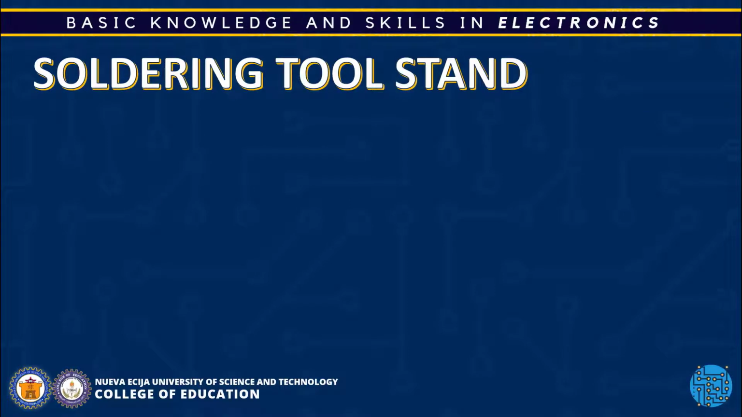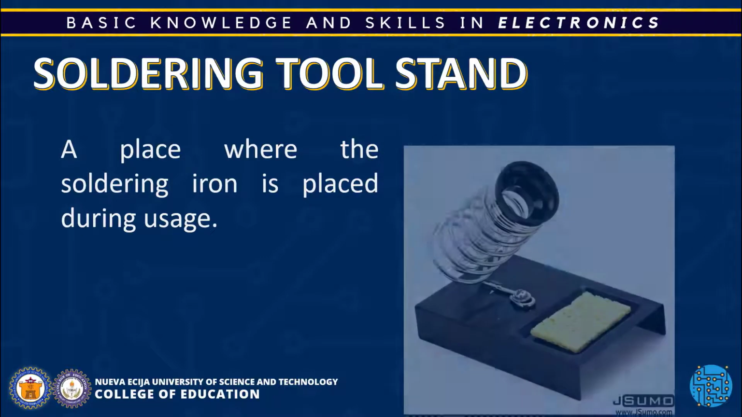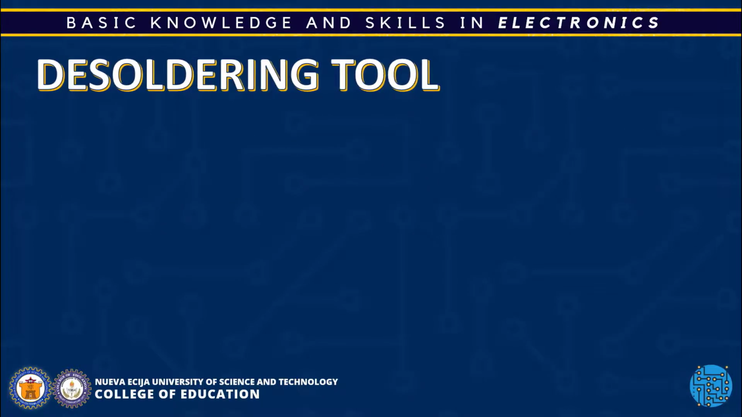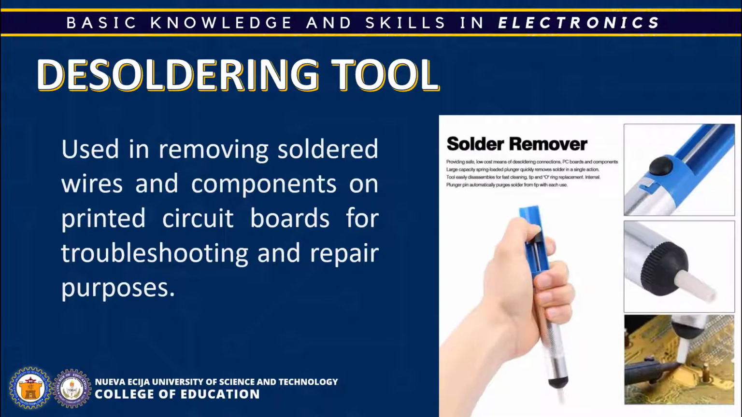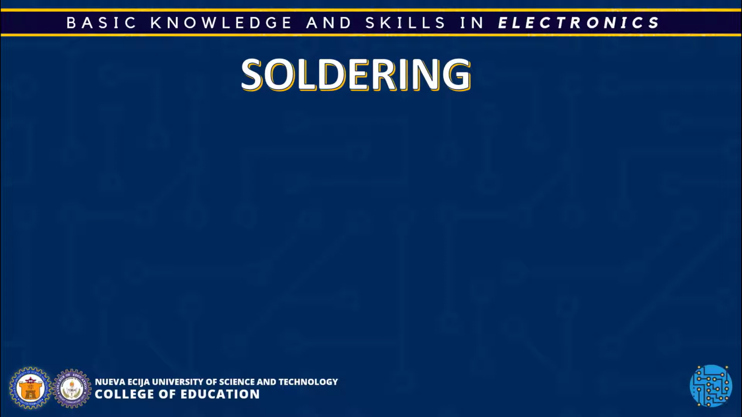Soldering tool stand, a place where the soldering iron is placed during usage. This will keep the soldering iron away from flammable materials. The stand often comes with a sponge used in cleaning the tip of the soldering iron. The desoldering tool is used in removing soldered wires and components from printed circuit boards for troubleshooting and repair purposes. Here is how soldering is done.